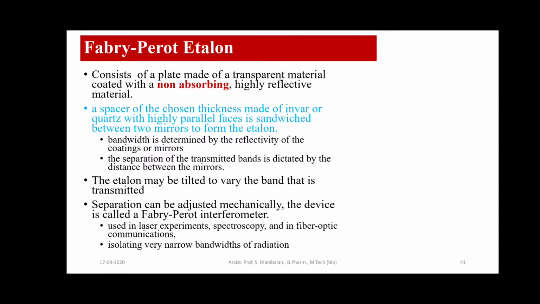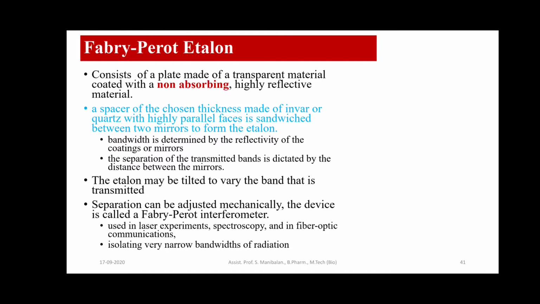You can see that the etalon may be tilted, which means we can tilt the same wavelength selector, the Fabry-Perot etalon, to get different wavelengths from smaller to longer ones. Separation can be adjusted mechanically. The device is called a Fabry-Perot interferometer. This interferometer is one of the most important setups used in infrared FTIR. We will see that setup during FTIR instrumentation.